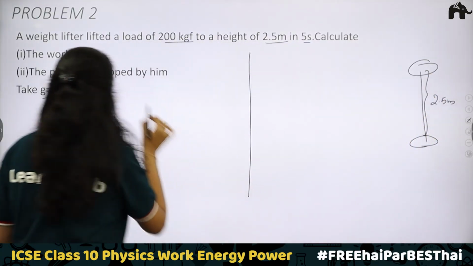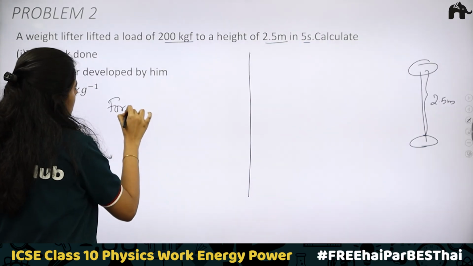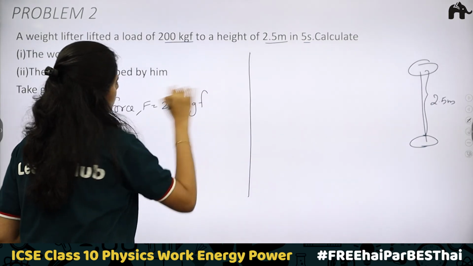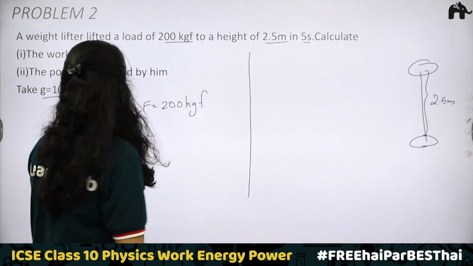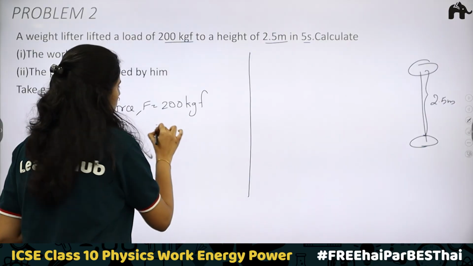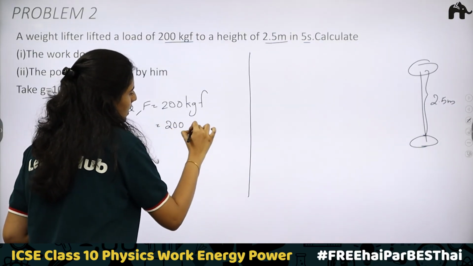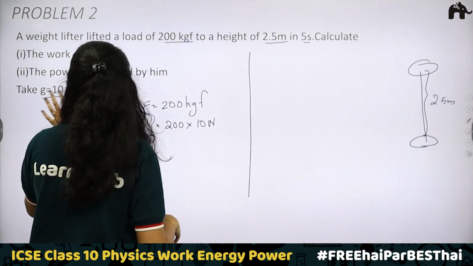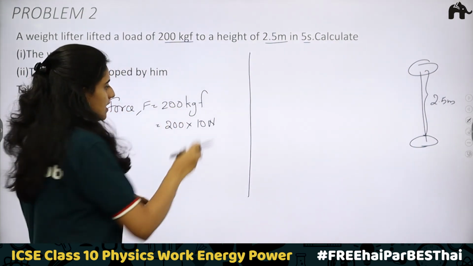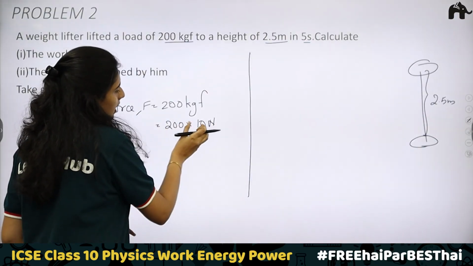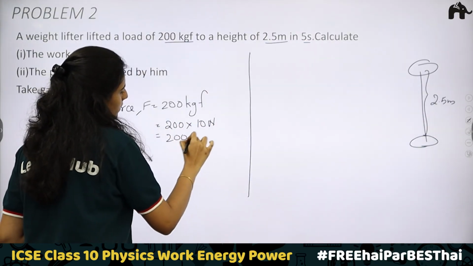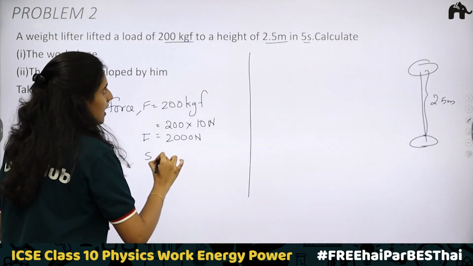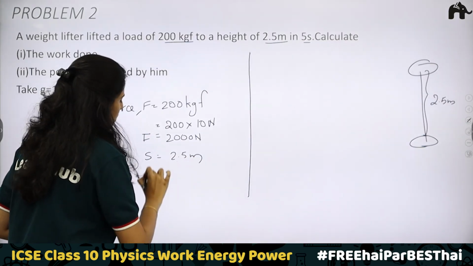Okay. What is given? The weight is given, which means the force is given. Force F is equal to 200 kg force. Given that G is equal to 10 Newton per kilogram, which means this is equivalent to 200 into 10 Newton. Here the kilogram and kilogram will get cancelled, then you have in Newton. 200 into 10, which is 2000 Newton. Force is equal to 2000 Newton. What else is given? Displacement is given. S is 2.5 meter.